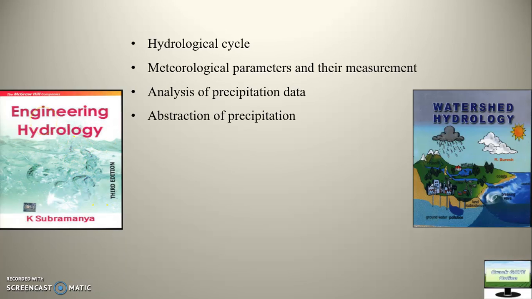Abstraction from precipitation. Abstraction means that not all the rainfall coming from the clouds gets to the surface. Some water is taken away by buildings or trees. So this is known as abstraction from precipitation. There are many other details inside the book. You can go through that.